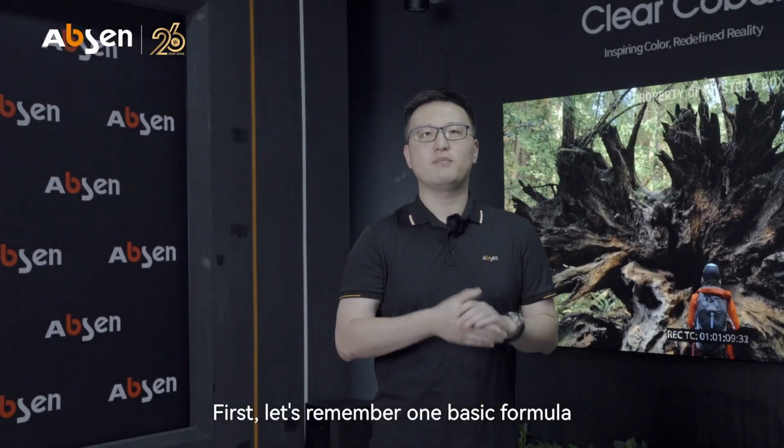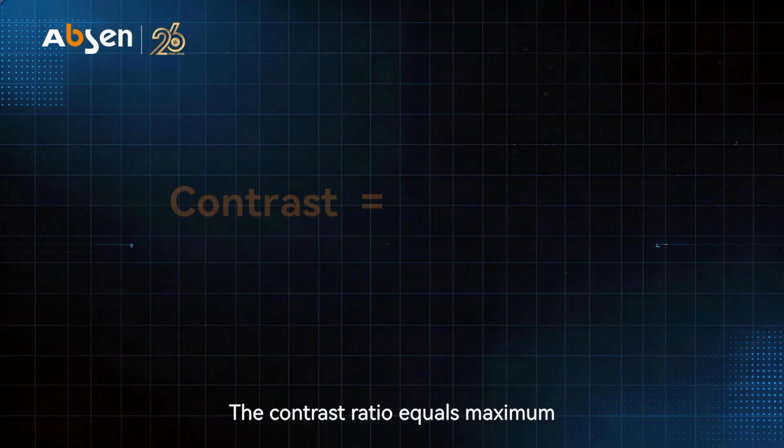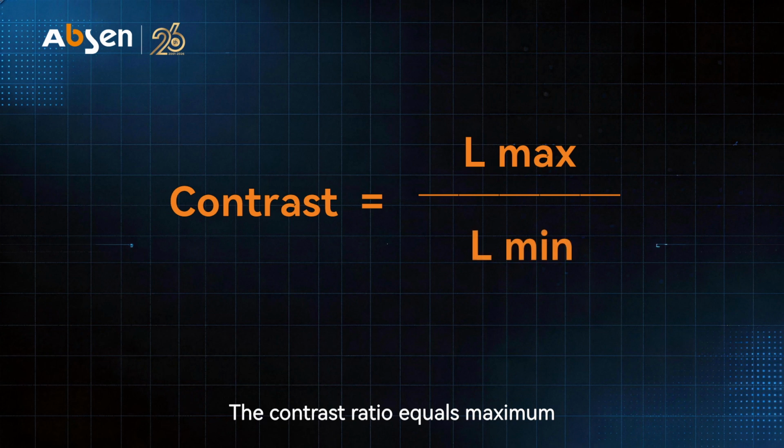First, let's remember one basic formula. The contrast ratio equals maximum brightness divided by minimum brightness. The higher the number, the darker the blacks and the brighter the light, resulting in a more visible, striking image.